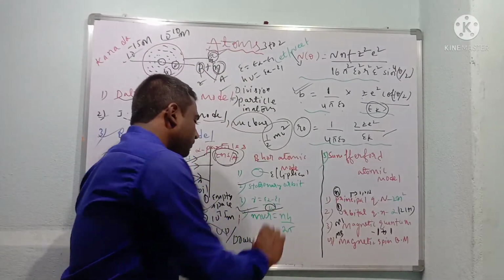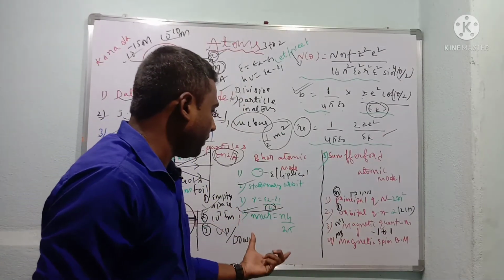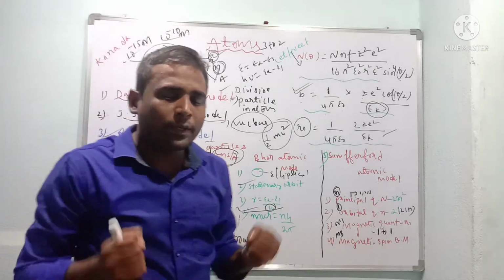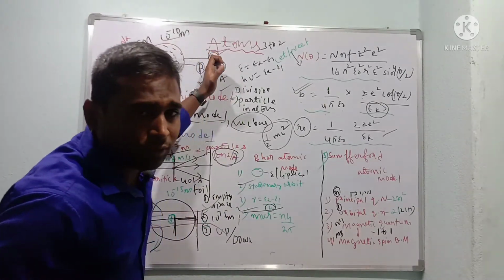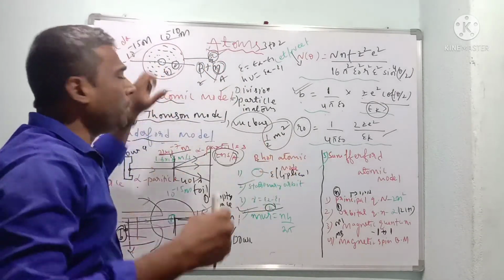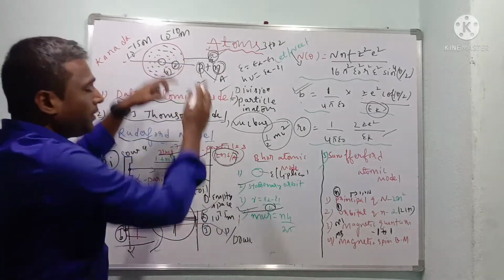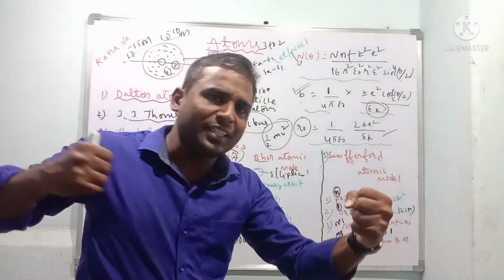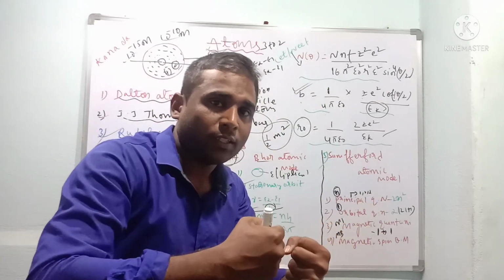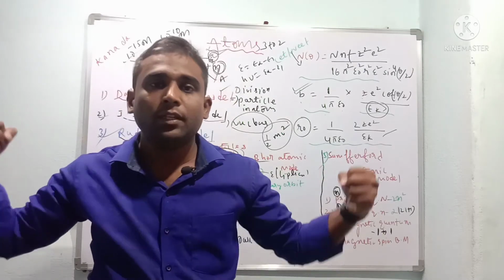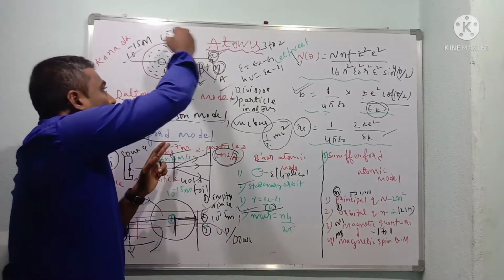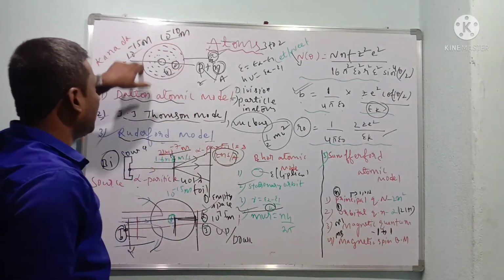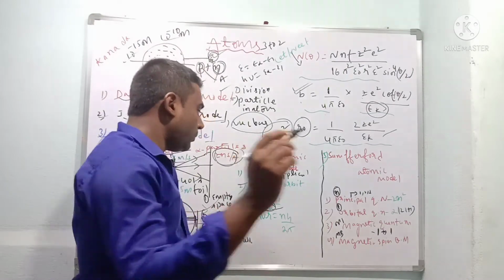Last but not least, mvr is equal to nh by 2 pi. Dear students, when the electrons are revolving around the atom, they are balanced by two forces: the centripetal force and the Coulombic force, the force between two charged particles explained by Coulomb. The centripetal force is attracting the particles toward the center and the Coulomb force is pulling outside. Hence the electrons revolve around the nucleus in the atom.